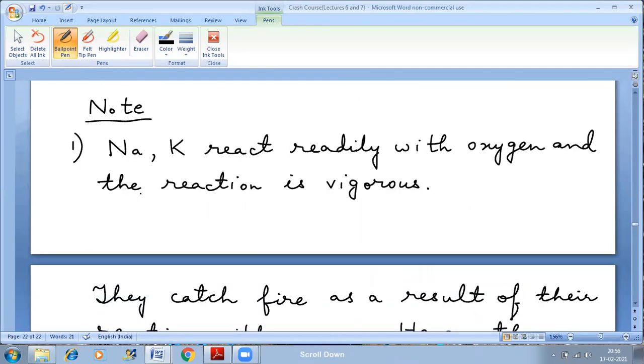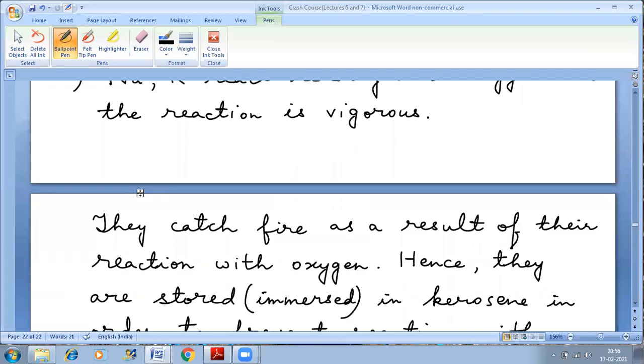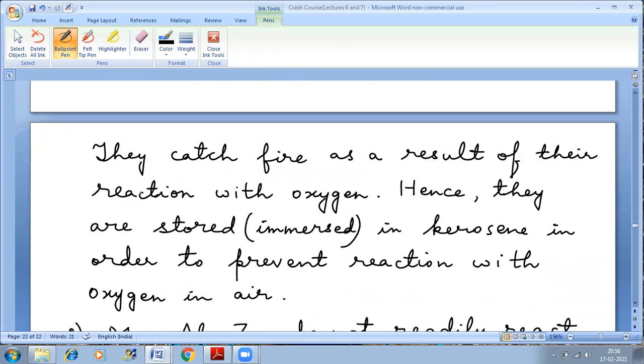Again, you have to remember that sodium and potassium are extremely reactive, and so the reaction with oxygen is vigorous. Often they catch fire as a result of their reaction with oxygen. In order to avoid such a scenario, they are stored or immersed in kerosene in order to prevent the reaction with oxygen, which is present in the atmosphere.